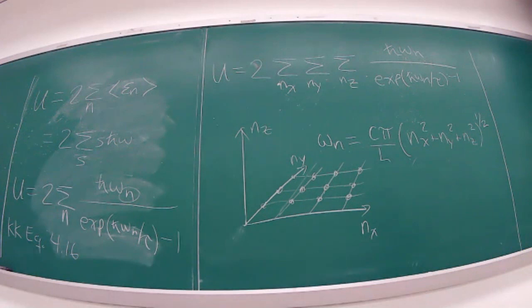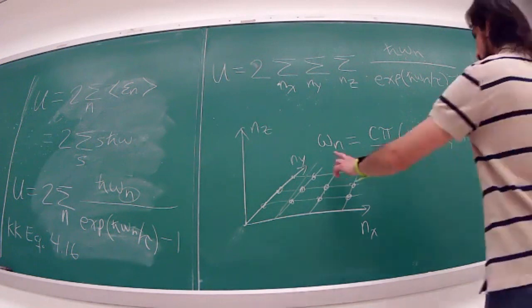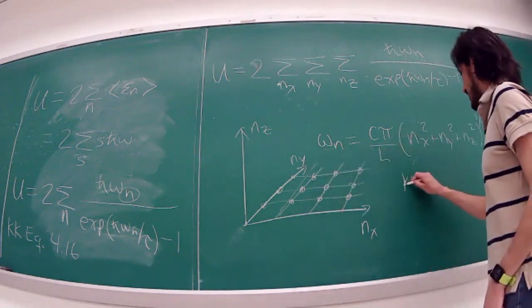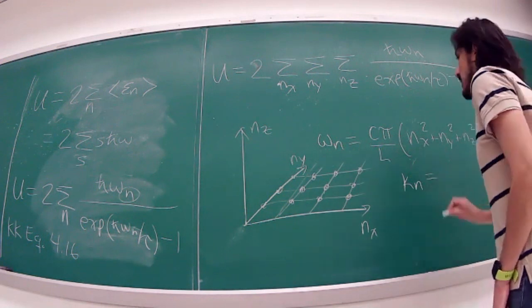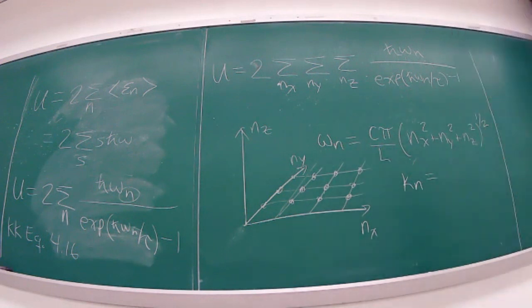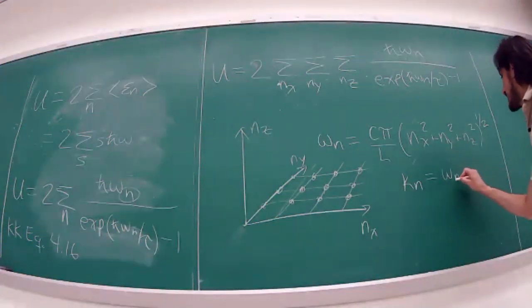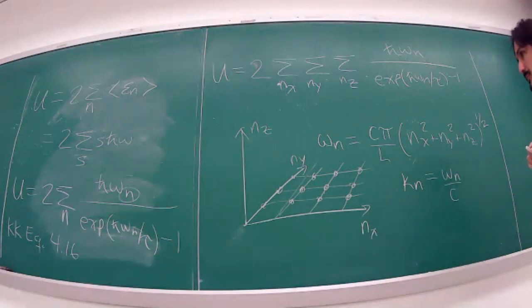You see it often in different situations in physics. So let's take a look. I personally get a little confused with the omega n, so I'm going to use kn. So kn is omega n divided by c. kn is called, as I mentioned last time, the wave number.